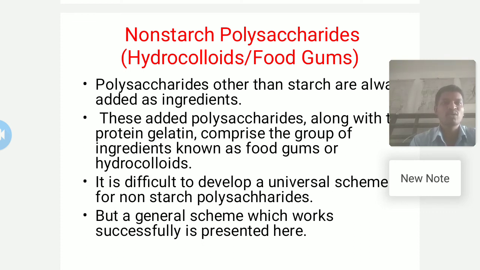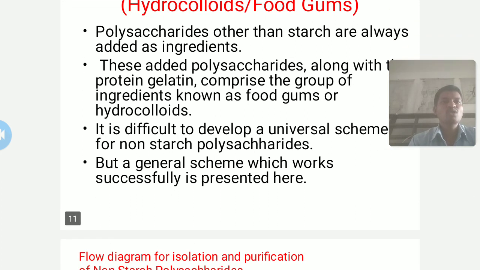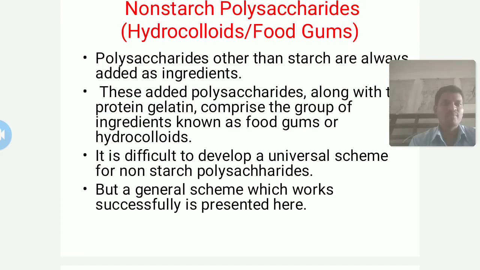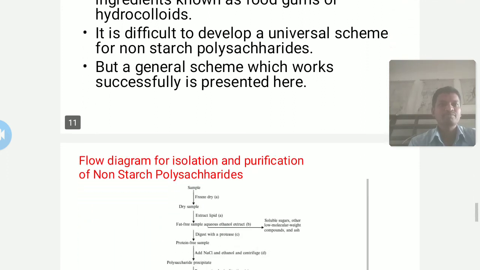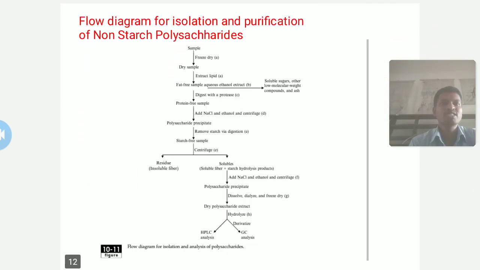So what are food gums or hydrocolloids? These are polysaccharides other than starch along with the protein gelatin. So this constitutes what is known as food gums or hydrocolloids. It is very difficult to develop a universal scheme for non-starch polysaccharide estimation. Okay, but a general scheme which works successfully is presented here. So this is the flow diagram for the isolation and purification of non-starch polysaccharides.